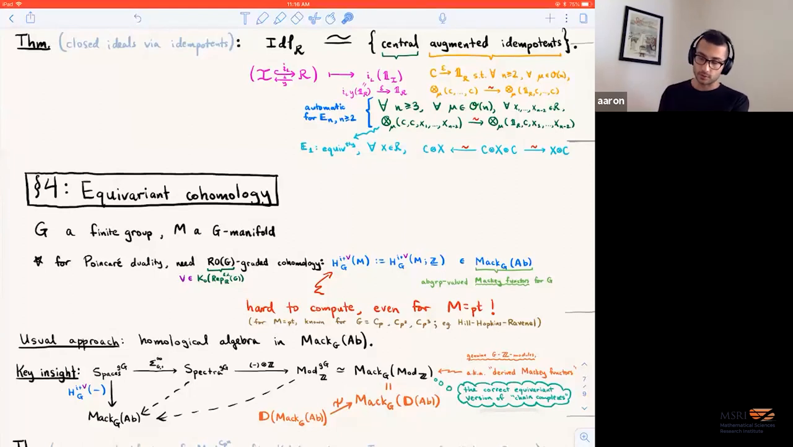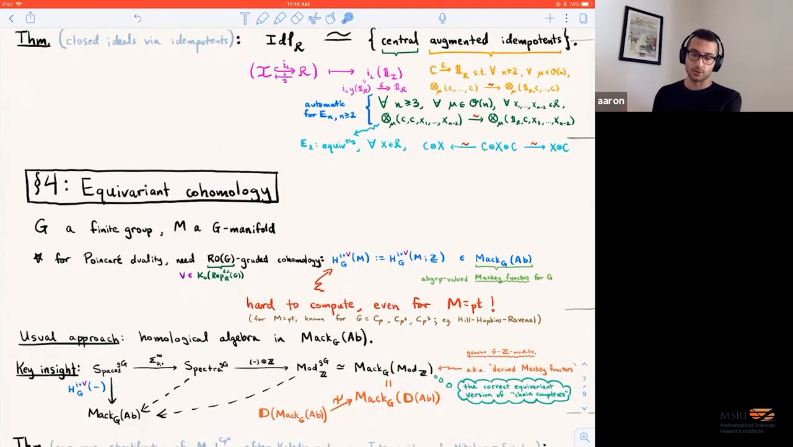Mod Z is the derived infinity category of abelian groups. And what that is not, that is not the derived category of Mackey functors in abelian groups. You see, the D and the Mack do not commute. So this is basically what you're working in when you do homological algebra in Mackey functors in abelian groups, and this is a better place to work. So first of all, there's a general theorem, and as you can imagine, it's a reconstruction theorem for these genuine G Z modules.